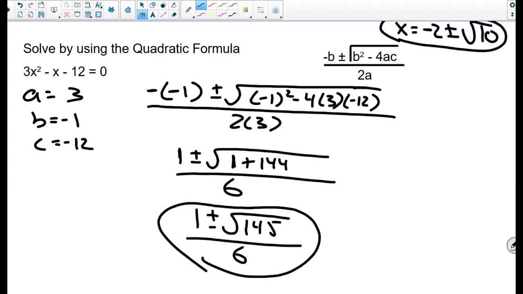145 can't be simplified on the radical. 5 is the lowest prime number that goes into it. It's 29. No number comes out twice. So that's literally your answer. You can stop right there.